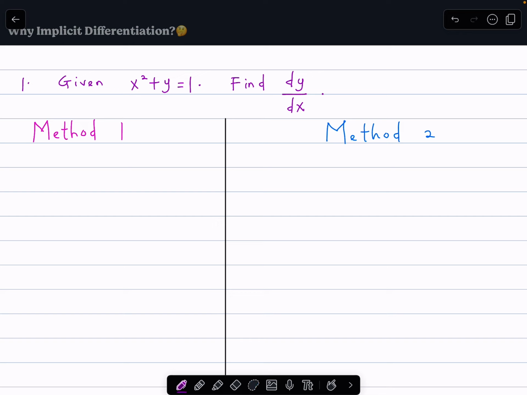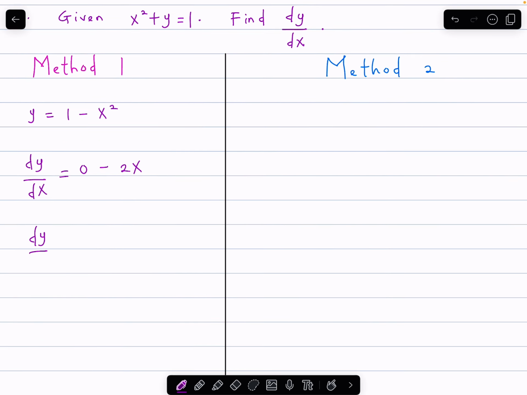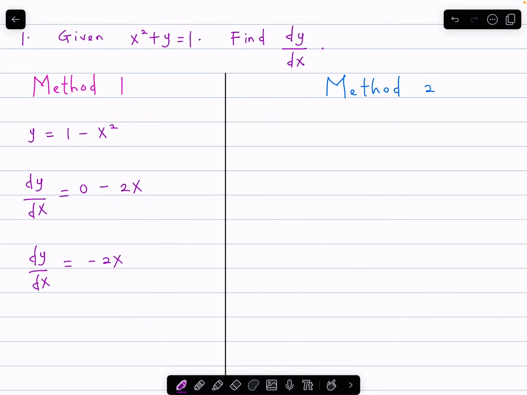To use that method, we first have to make y the subject of the formula. So we take x squared to the other side, subtract x squared from both sides, and you have y equals 1 minus x squared. So dy/dx is going to be the derivative of 1, which is a constant, so it is 0, minus the derivative of x squared, which using the power rule is just 2x. So dy/dx is just going to be negative 2x. This is the general method that is known, right?